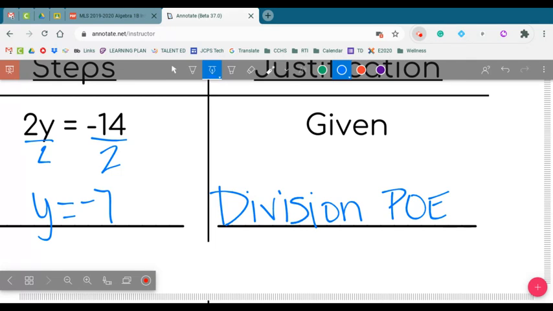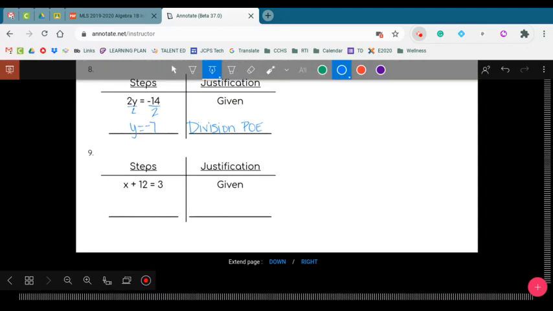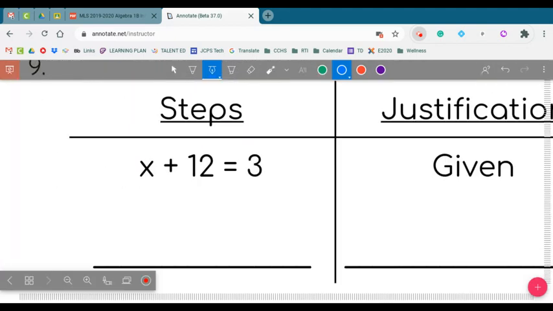Okay, this is the end of the notes for today. Oh, there's one more problem. I lied. So we have x minus 12 equals 3. What's not allowing x to be by itself? That would be the 12, and it's being held there by addition. So the opposite would be subtraction. So I'm going to subtract 12 from both sides.